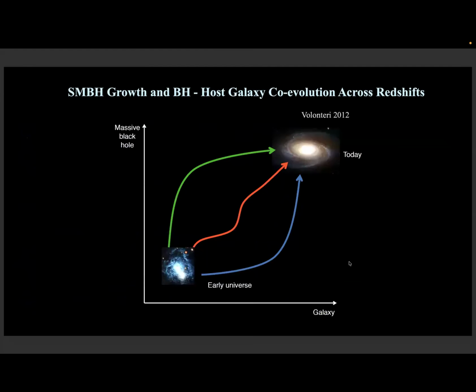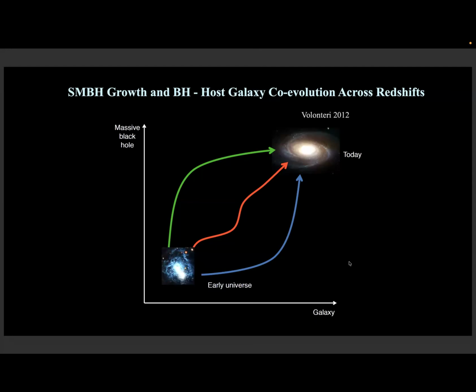What I'll talk about today will focus on supermassive black hole growth and black hole host coevolution across cosmic time. What we can see can be mainly described by this figure. This is what we can observe today. In the present day, we know there's a tight relationship between black hole mass and different galaxy properties. There's a famous M-sigma relation.